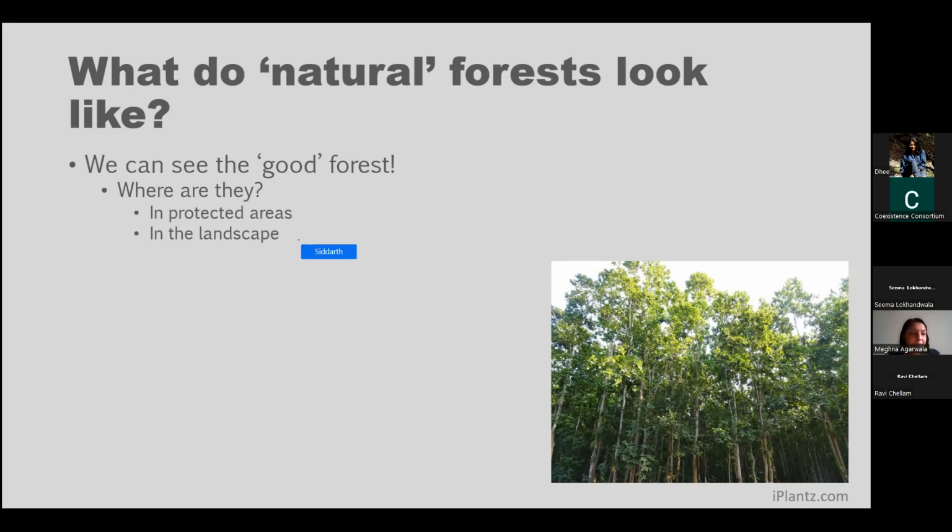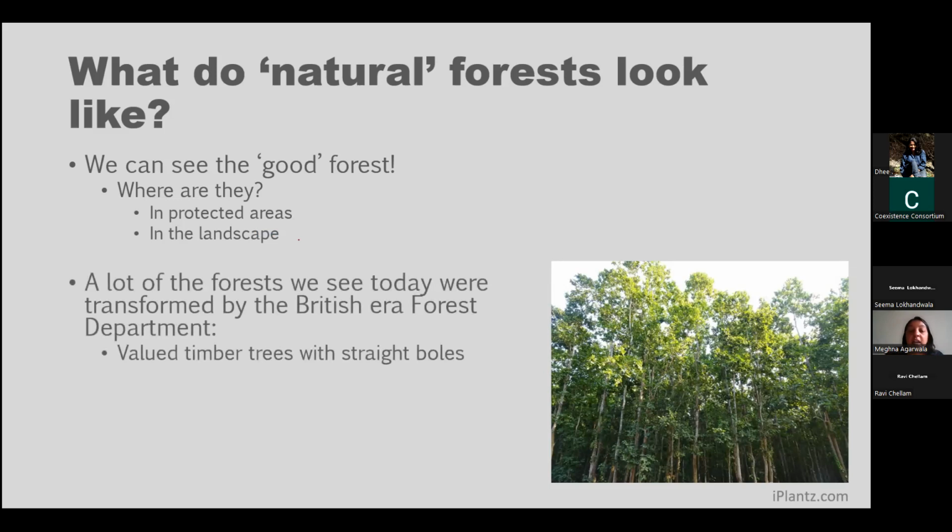And so I spent a lot of time trying to understand how these forests were actually constructed. What I found was that when the British era forest department started, they recreated a lot of the forest landscape. The forest department was started by a German forester, and at the time they used to manage forests for timber value. For timber value, you want a very straight bole and a very tall tree. And so they did a lot of modification of the forest to make sure that the timber value was enhanced.